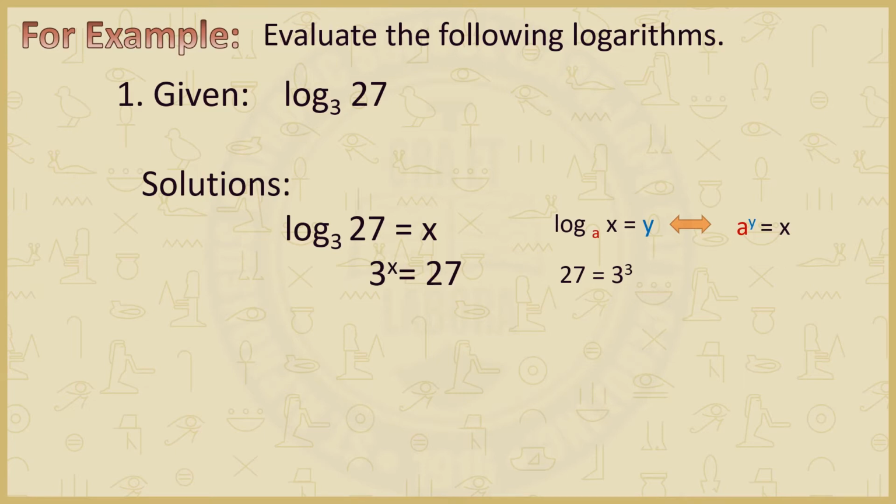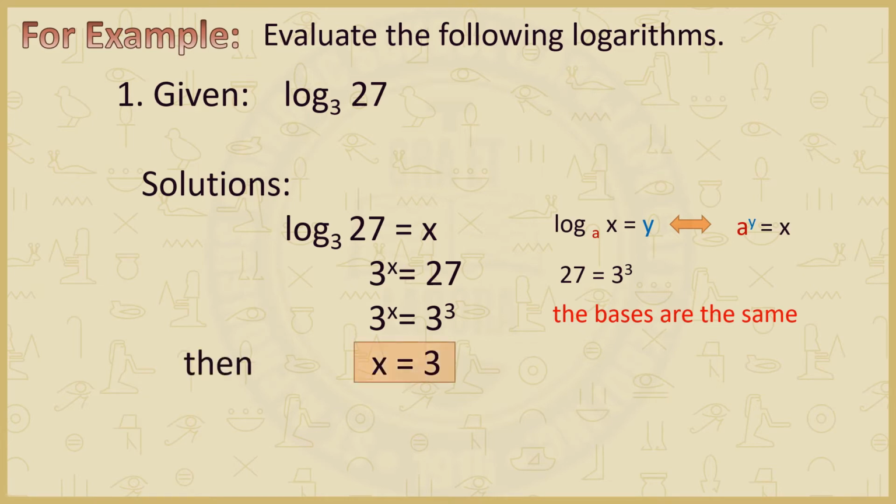So our equation becomes 3 raised to x equals 3 raised to 3. Since the bases are the same, we will use the property of equality of exponential function. Therefore, x is equal to 3. Thus, the logarithm of 27 to the base 3 is equal to 3.